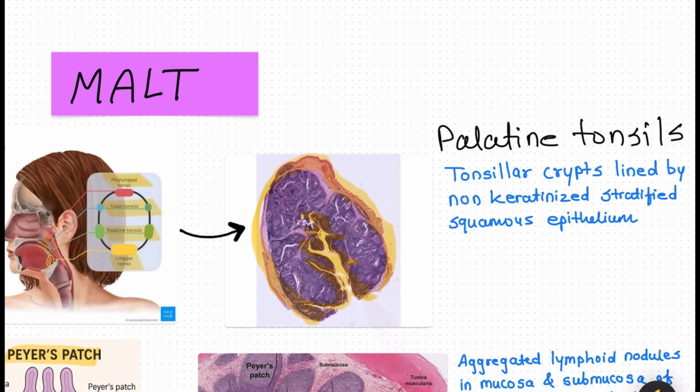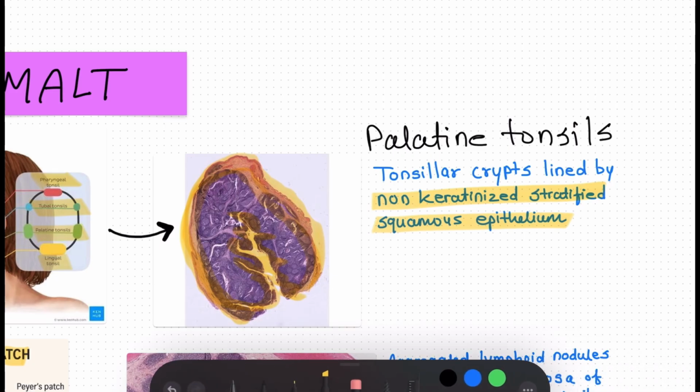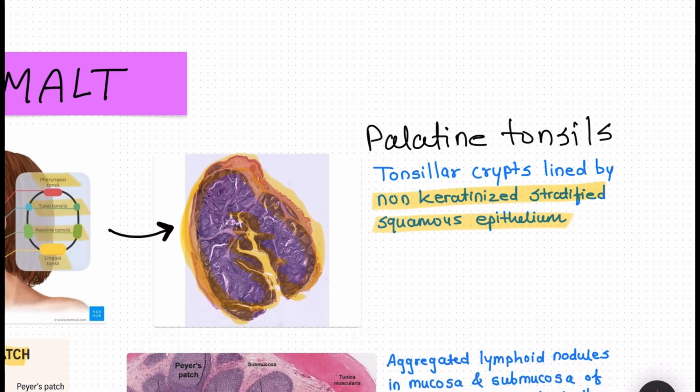This is the cortex also. It shows some little cortex. Tonsillar crypts are lined by non-keratinized stratified squamous epithelium. So this can be an MCQ point. These are crypts, and these are lined by non-keratinized stratified squamous epithelium.